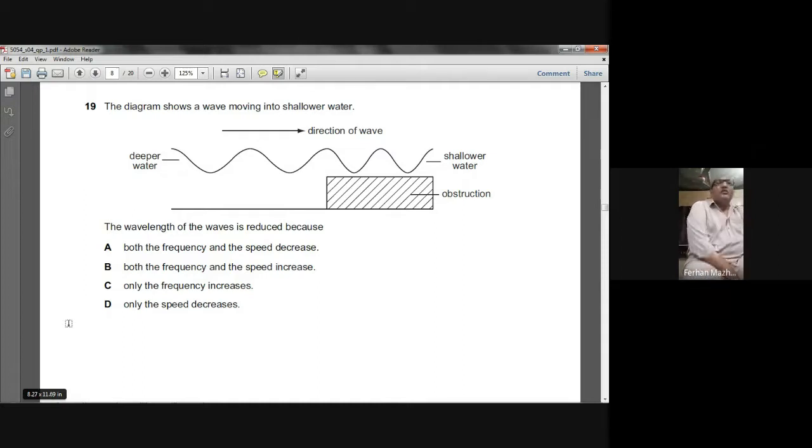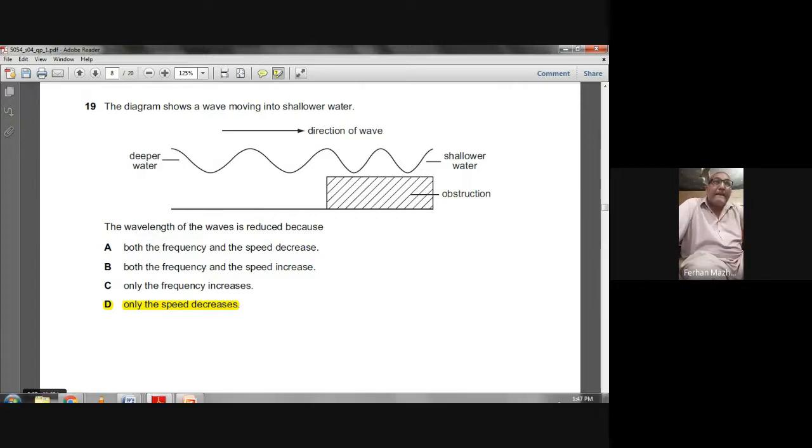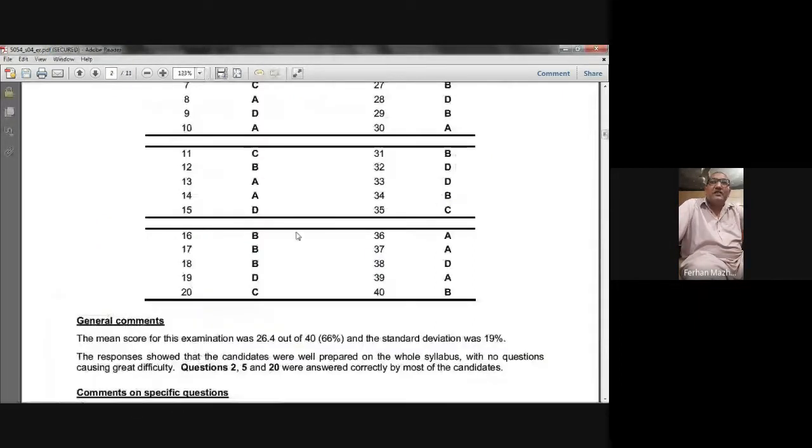Okay, so what are the options? Both the frequency and the speed decrease. That's wrong, the frequency does not change. Both the frequency and the speed increase. That's wrong. Only the frequency increases. That's wrong. Only the speed decreases. Yes. The wavelength has reduced and the speed has reduced, but the frequency remains the same. So the best option is D, I think. Question number 19, the best option is D.